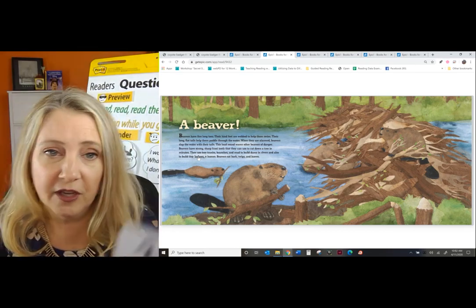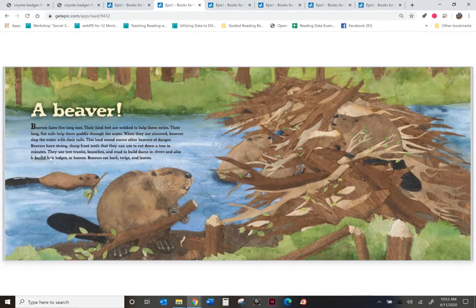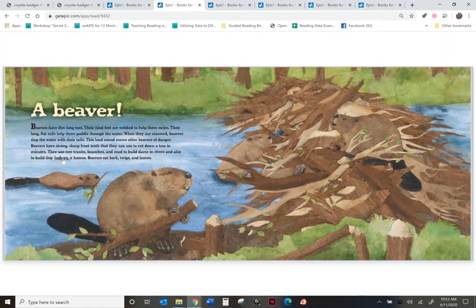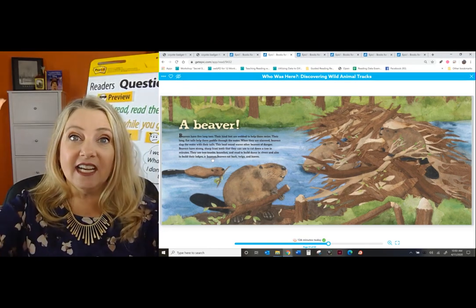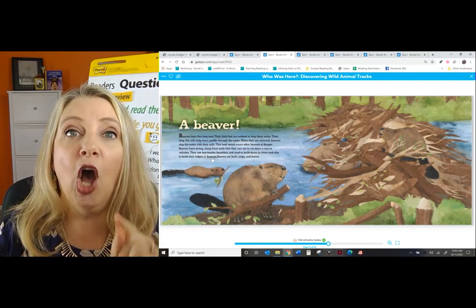We're going to reverse? Okay, let's try it. They use tree trunks, branches, and mud to build dams and rivers, and also to build their lodges. Did that help? No. Okay, what are we going to do? Fast forward, keep reading. To build their lodges or homes. Ding, ding, ding! Did we get an answer? What's a lodge? A home.